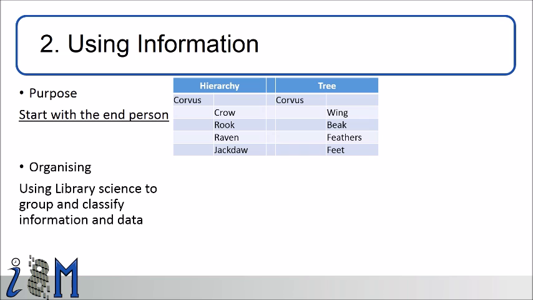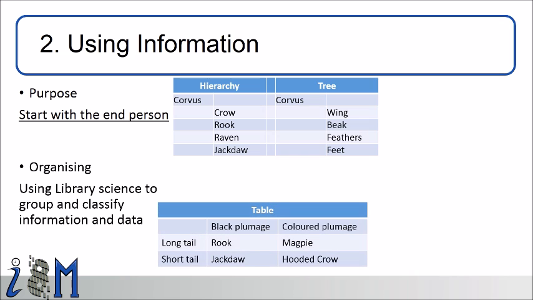So the first two are hierarchies and trees, which contain at the moment an entry about crows, or the crow family, Corvus. And you can see that on the hierarchy side, crows, rooks, ravens and jackdaws are all types of corvus. They have inheritance. Whereas with a tree, the wing, beak, feathers and feet aren't types of crow. They're just component parts. Another classificatory structure is the table, and we might use this for decisions, for example.